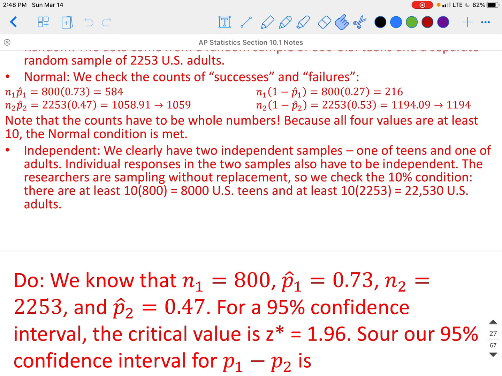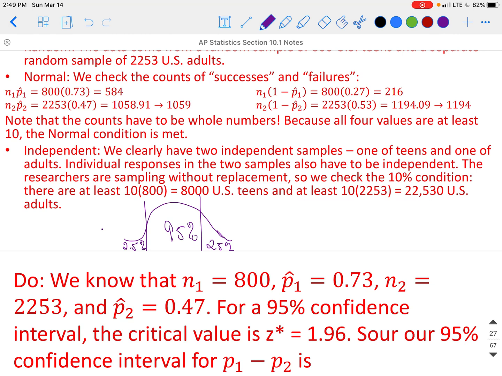For a 95% confidence interval, we will use the critical value of z star is 1.96. Now remember, if you don't remember how to find that critical value, if we have 95% of our data falls in our critical value, that leaves us 5% for the two tails, or 2.5% on the left and 2.5% on the right.